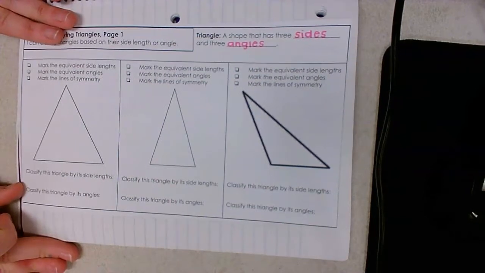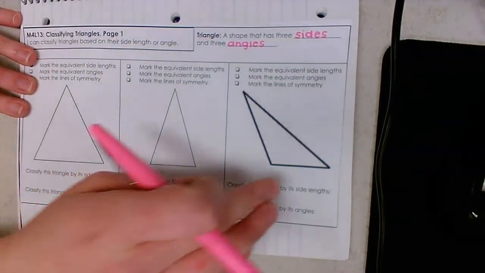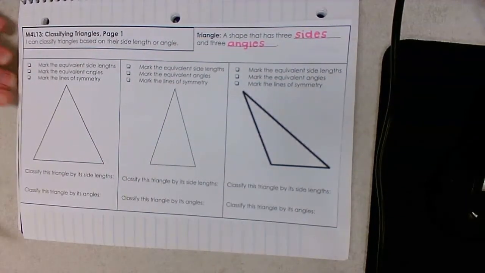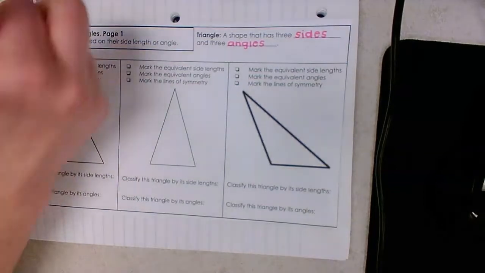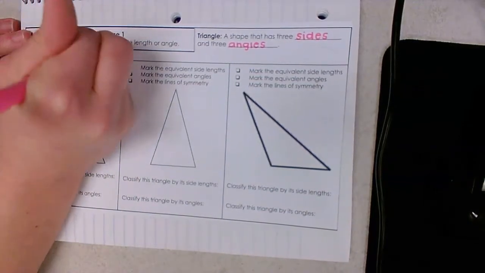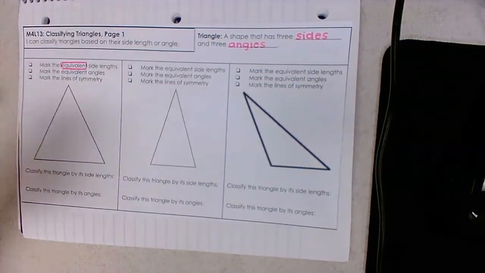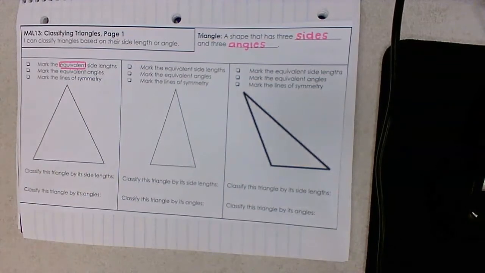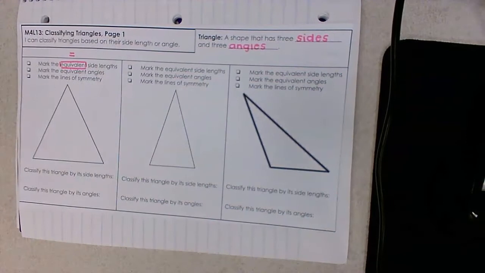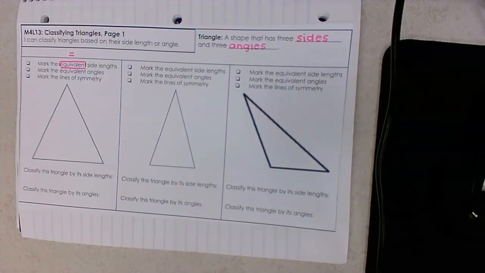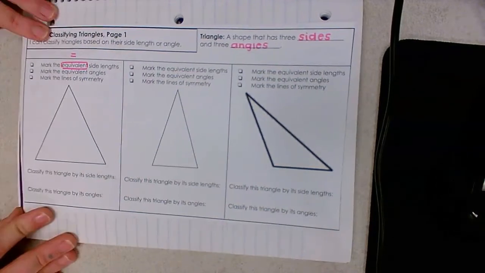You can see in front of you that you have 3 different triangles. We're going to make marks on these triangles and then name them. First, we're going to mark the equivalent side lengths. Go ahead and draw a box around the word equivalent because it's that important. Equivalent is a mathematician's term for equal. So looking at this triangle, we're going to mark the side lengths that are the same length.